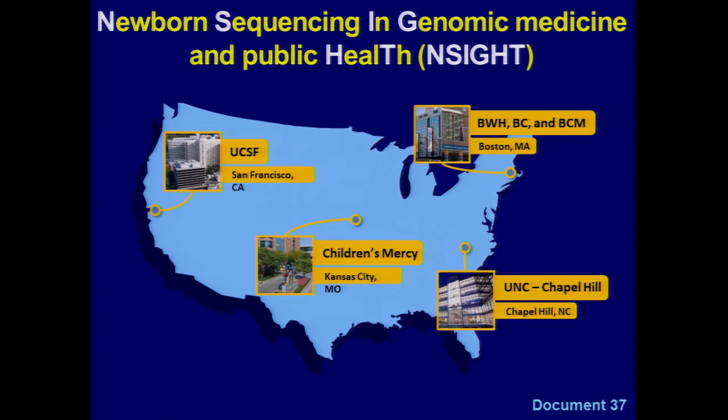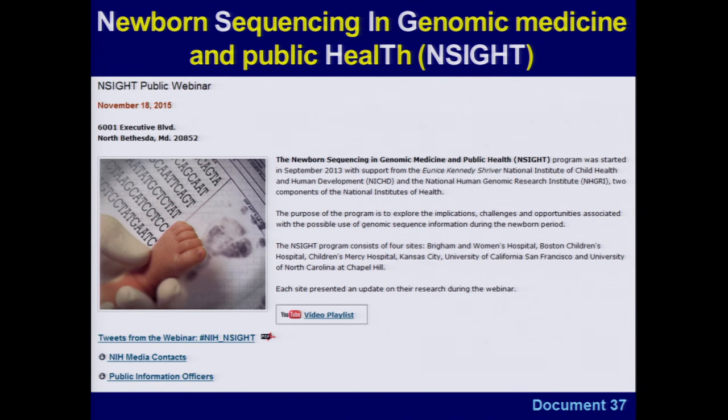And last, but not least, in the extramural program, the Newborn Sequencing in Genomic Medicine and Public Health, or NSIGHT program, is exploring in a limited but deliberative manner the implications, challenges, and opportunities associated with the possible use of genomic sequence information for the care of newborns. Recently, the four NSIGHT groups held a public webinar at which key personnel from each discussed their progress to date, and video and slides from the presentations can be found on the NHGRI NSIGHT webpage shown here.